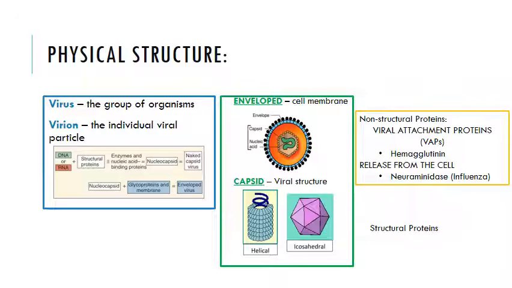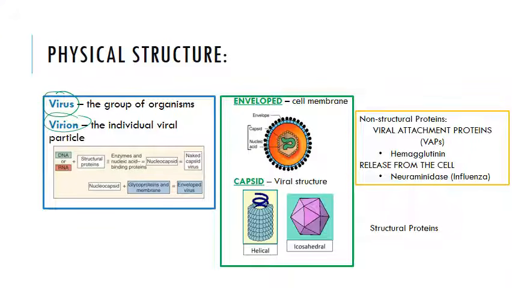Okay, let's talk about the physical structure of viruses now. The first thing we have to get clear is a little bit of nomenclature. So a virus is actually a group of virions, which are the individual viral particles, much the way mankind is a group of individual humans. Make sense? Okay. So a virus is really a very simple machine when you get down to its core.